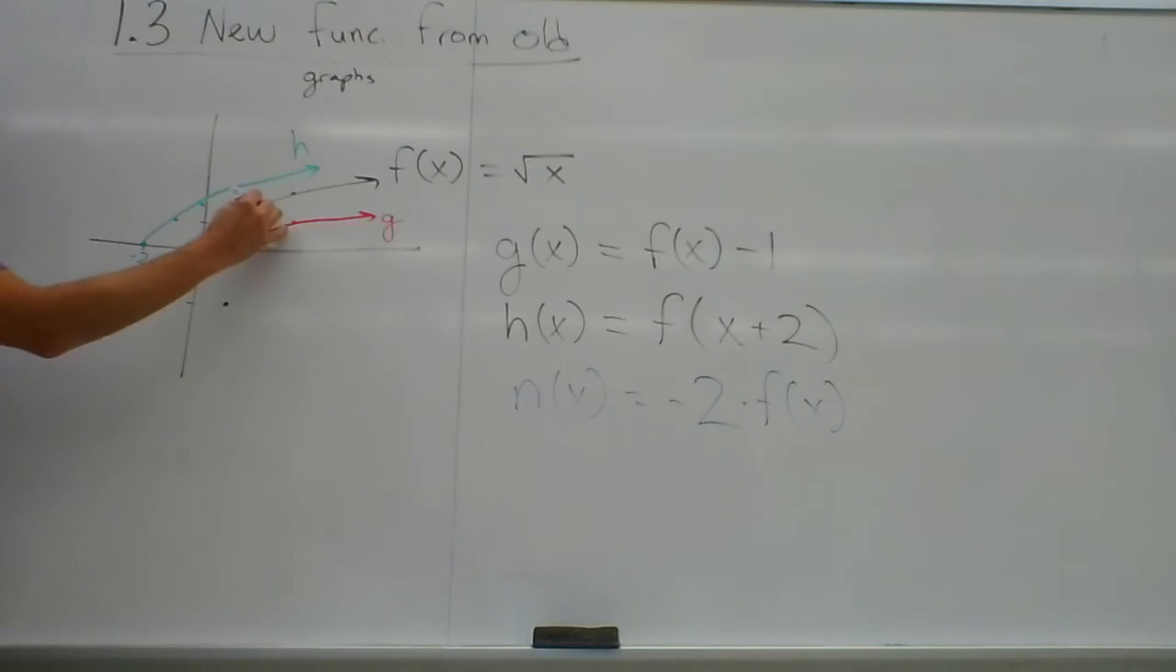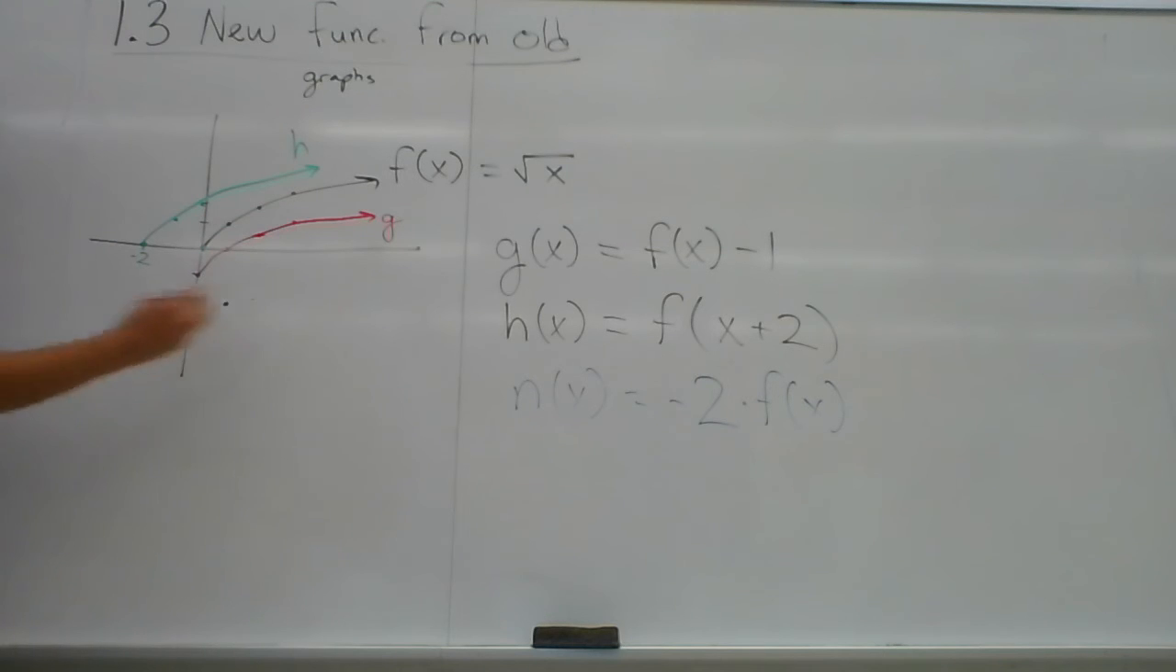This one looks like, oh, I don't know, 1.5 units high, kind of 1.5. So we flip it, and then we double this distance down because we're stretching it doubly. So our new graph looks something like that. That is n of x.